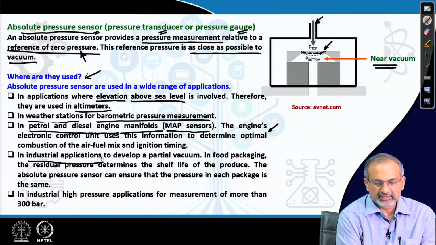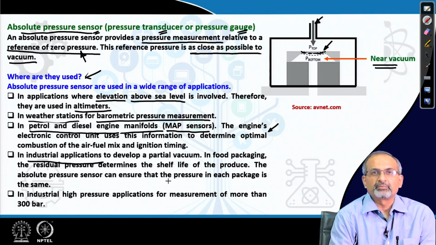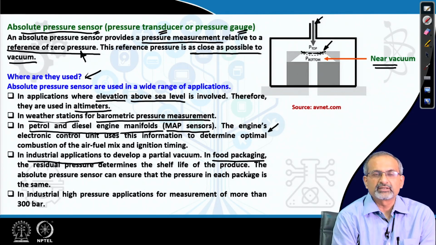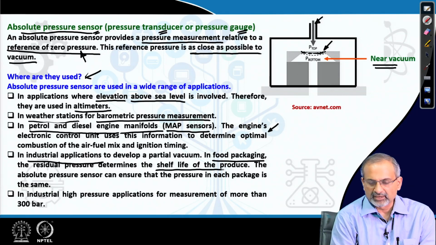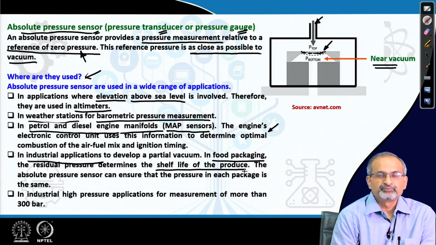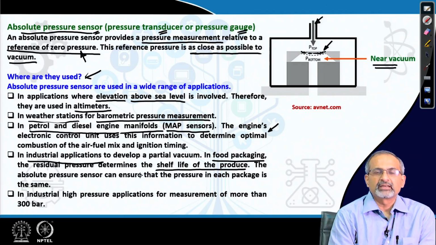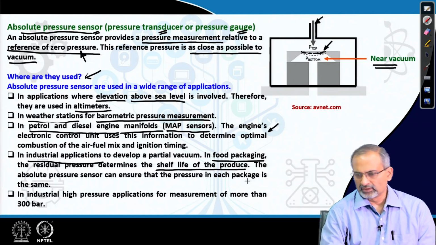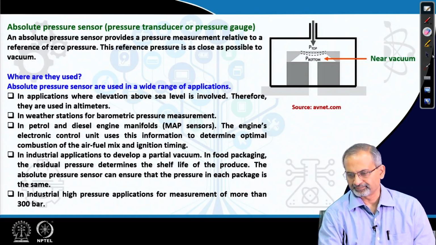In industrial applications, they are widely used to develop a partial vacuum. In the food packaging industry, they are used to find out residual pressure, to determine the shelf life of the food produce, and the absolute pressure sensor can ensure that the pressure in each package is identically maintained, so that the quality of the food even after long storage would not deteriorate. In industrial applications, they can be used for measurement of very high pressures of the order of few 100 bars. So, there are a wide range of applications.